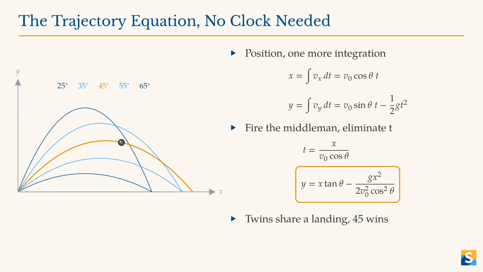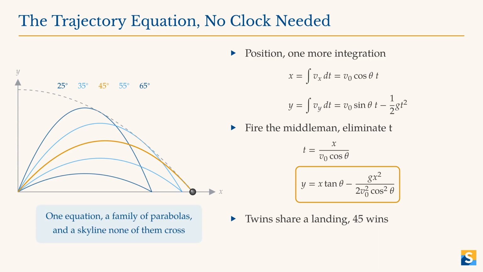Now look at the fan's outer edge. The shots crowd against a skyline that none of them ever cross, and its shape looks suspiciously like a parabola itself. Hold that suspicion. 2 problems from now, we will earn its equation and fence the whole sky with it.